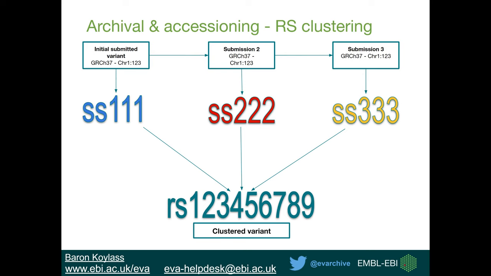Because if you're querying an RSID and you find the associated SSIDs underneath it, then you can say, well, my variant is also being reported by other consortiums, by other research teams. That's mainly why you'll see RSIDs quoted in publications and referenced. And it's a good way that the variant data can be cross-referenced between different databases.